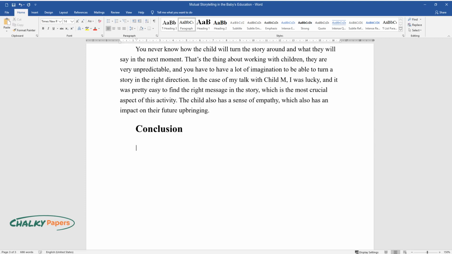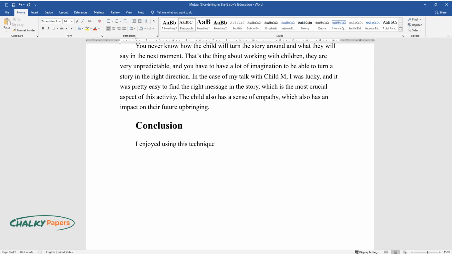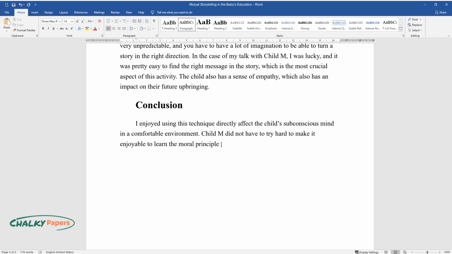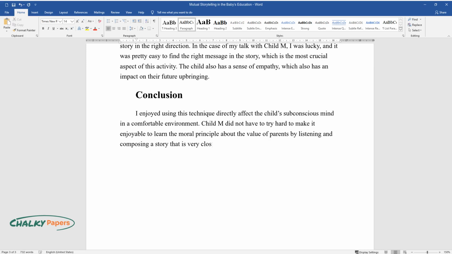Conclusion. I enjoyed using this technique to directly affect the child's subconscious mind in a comfortable environment. Child M did not have to try hard to make it enjoyable to learn the moral principle about the value of parents by listening and composing a story that is very close to reality.